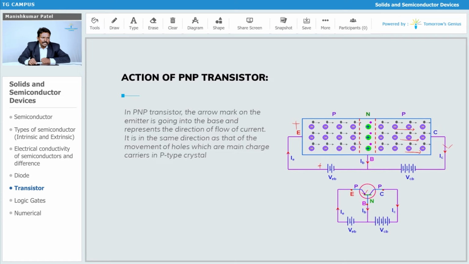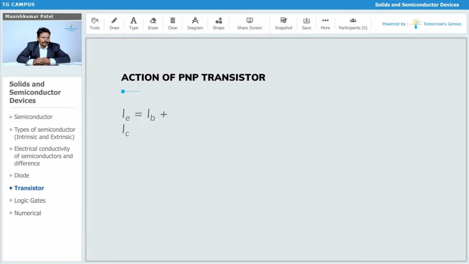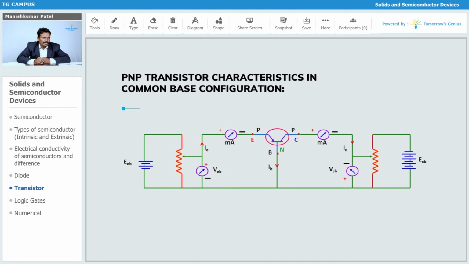We just have to sandwich that N type between these two P types again. So this is the same thing: emitter, base, collector, and a flow of current will occur. This arrow indicates the direction of your current. The similar thing we have just discussed applies for this case also. Now in case of your PNP transistor, we will see the characteristics over here.